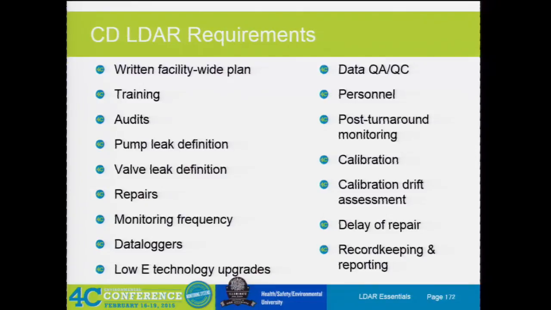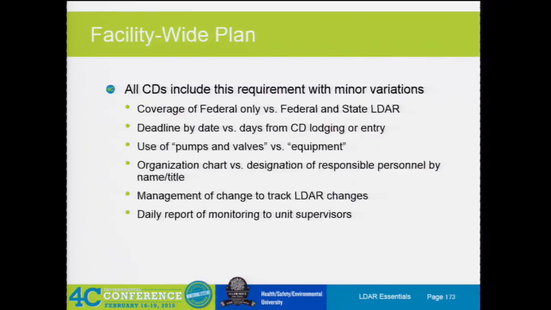Written facility-wide LDAR plan. Most people have these. You do if you have a CD. But some training, some audits, pump leak definition, valve leak definition, repairs, monitoring frequency, data loggers, low-E technology, data QA, QC personnel, post turnarounds, calibration, drift assessment, DOR, and record keeping. Facility-wide plan, all CDs include this requirement.